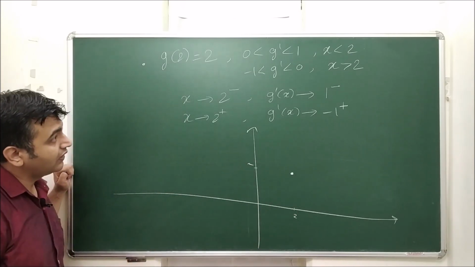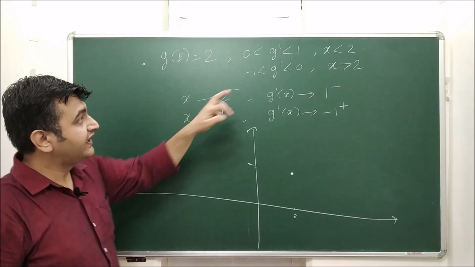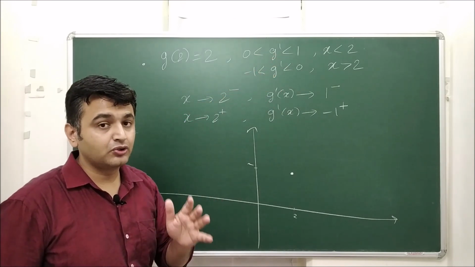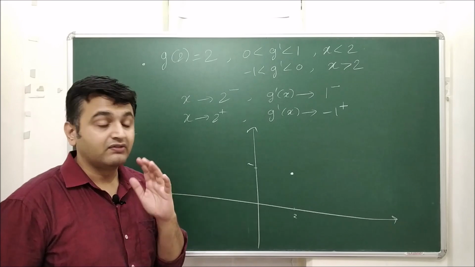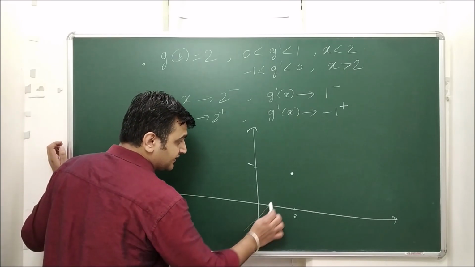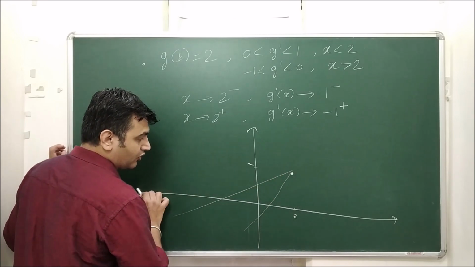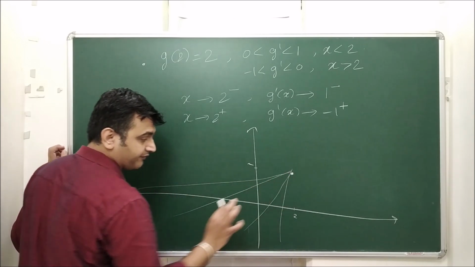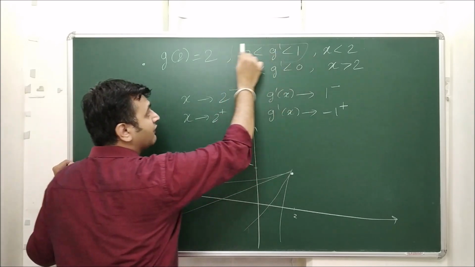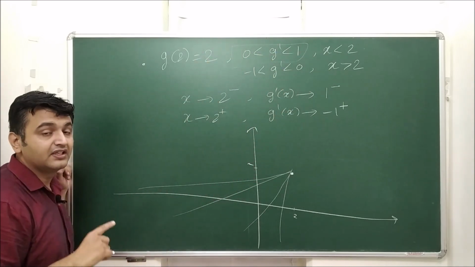Now I know that for x less than 2 my derivative is between 0 and 1, which means it is positive. Positive means it's increasing. Now the question is whether it is increasing like this or like this, or how it is increasing. But this range will help us to know how it is increasing. How will it help us?